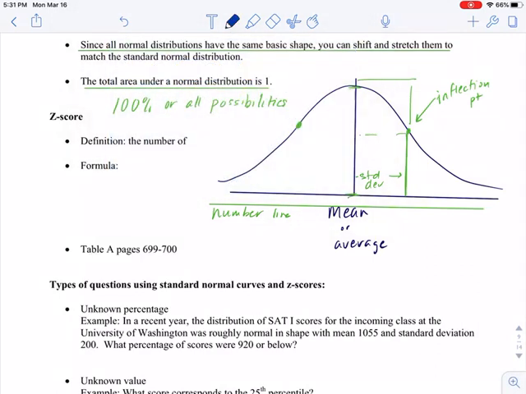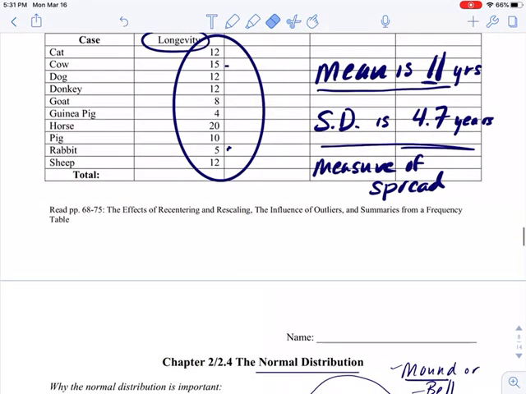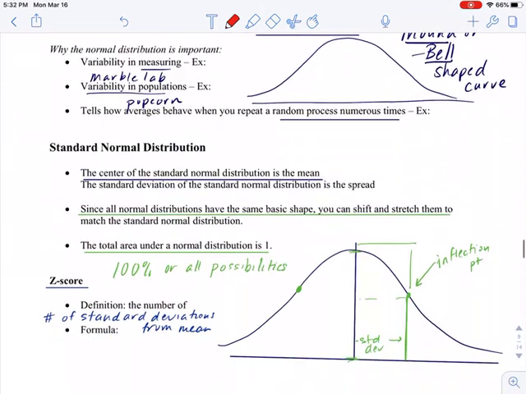Okay, next, another term is the Z-score. The Z-score is defined as the number of standard deviations from the mean. So, going back to the data that we calculated up here, we had a mean of 11 and a standard deviation of 4.7. And I bet you won't be too mad at me if I get kind of lazy, or efficient. We're just going to say, let's round it to 5 years.